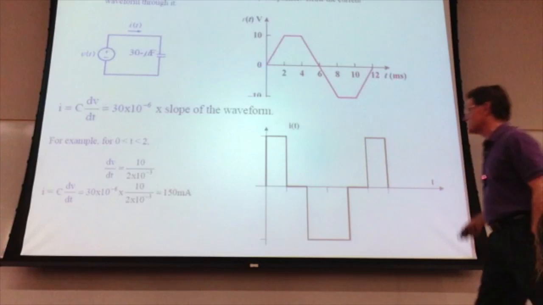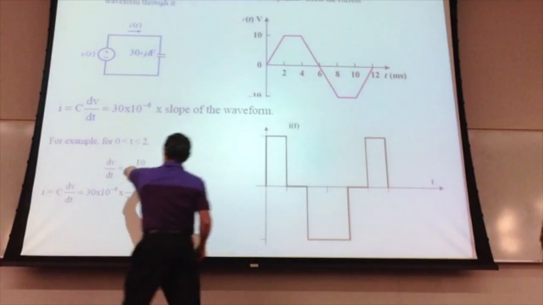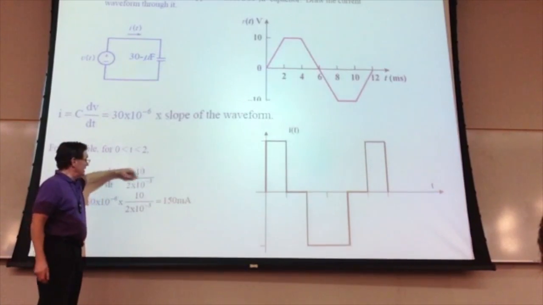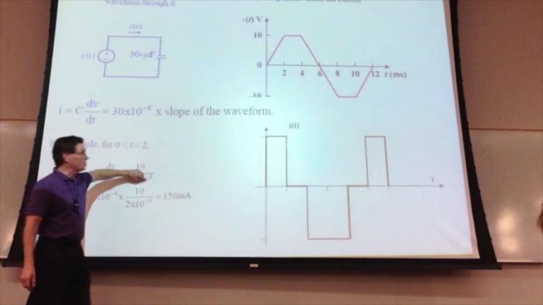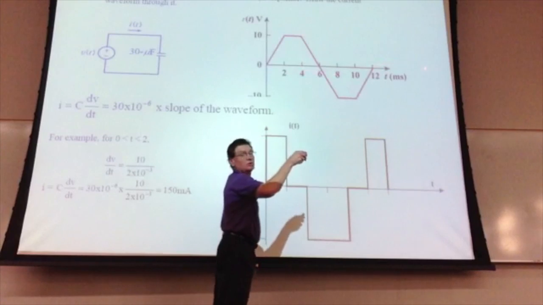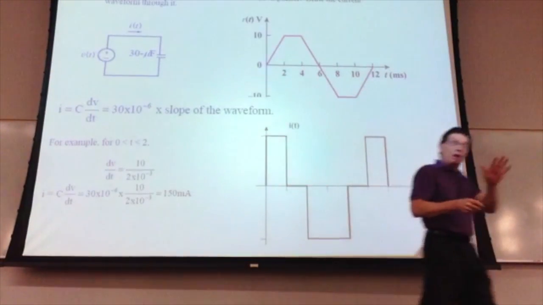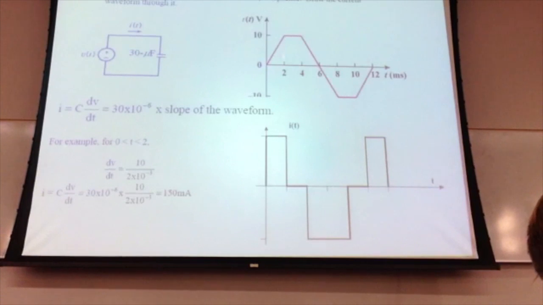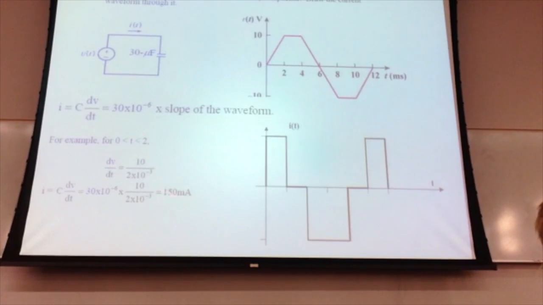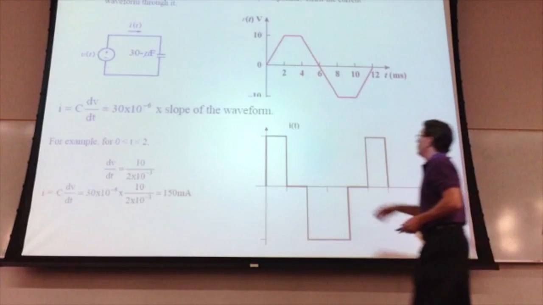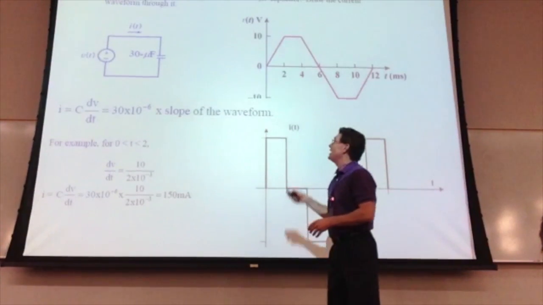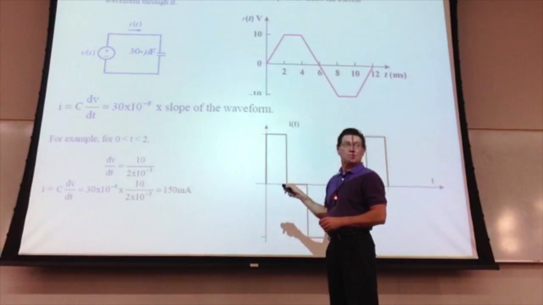This is in milliseconds. That's where we get the 10 divided by 2, which is the slope of this, and that 10 to the minus 3 comes in because this axis is in milliseconds. Okay, so you got to be careful about that, all right? So it's real short time intervals here. So from here to here, this comes out to be 150 milliamps. So this point right here is 150 milliamps flowing into that capacitor.